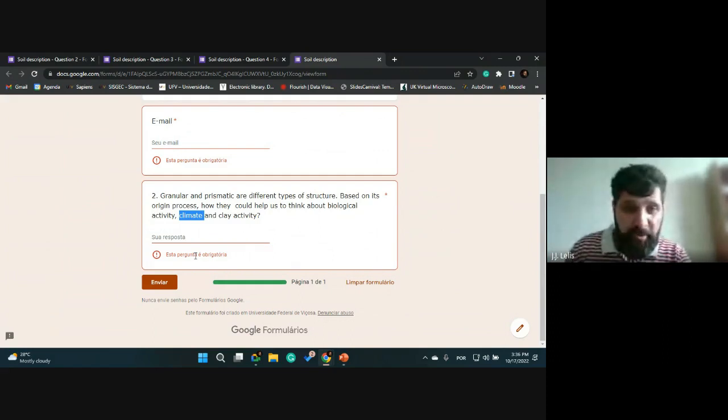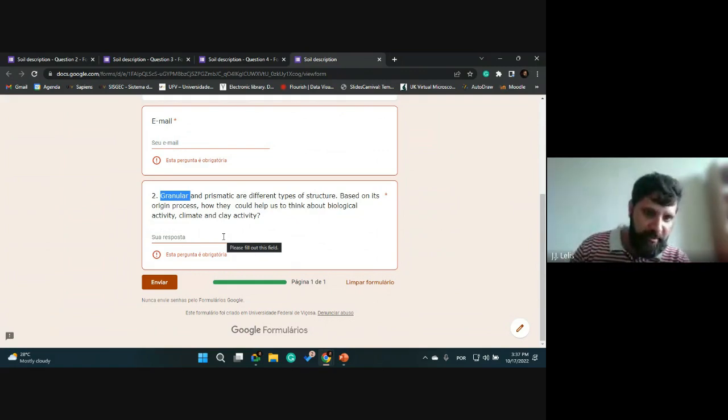So it's not common to find granular structure in a dry land or areas in which evapotranspiration is higher than the precipitation, okay? And the granular structure is quite common in areas that have a low activity clay. It's not a low clay content, it's a low activity clay, because granular structure is composed by kaolinite, iron oxides like goethite, hematite, and organic matter.